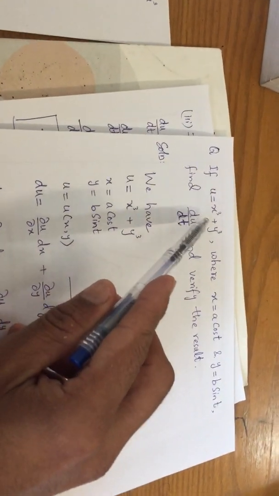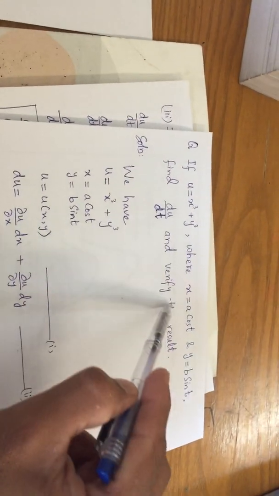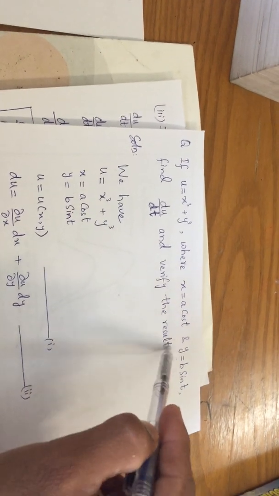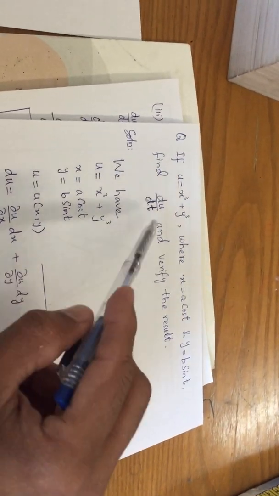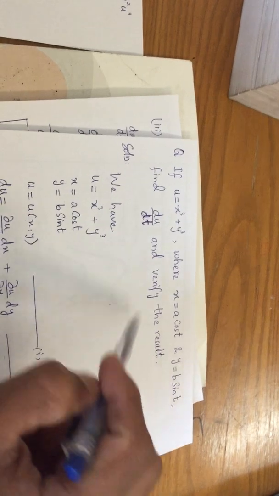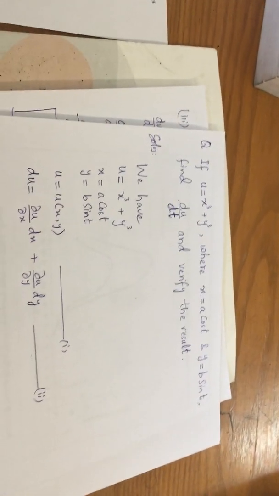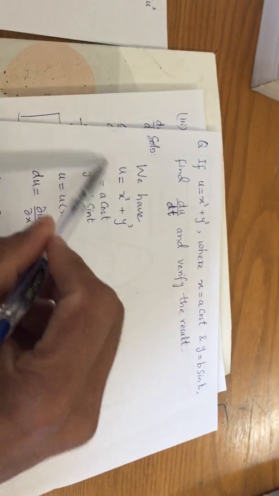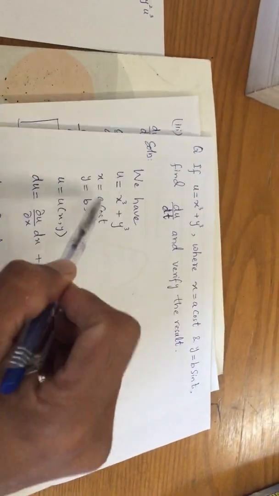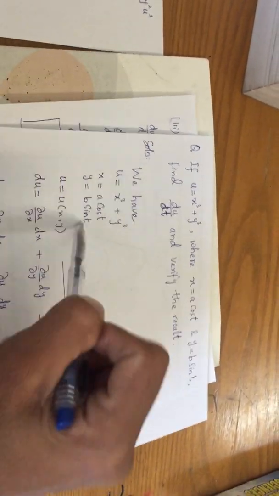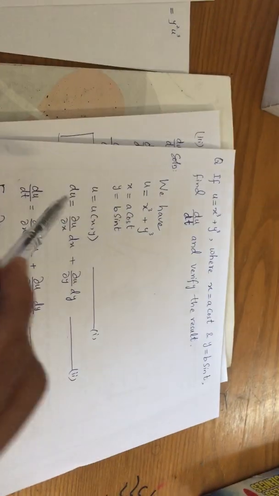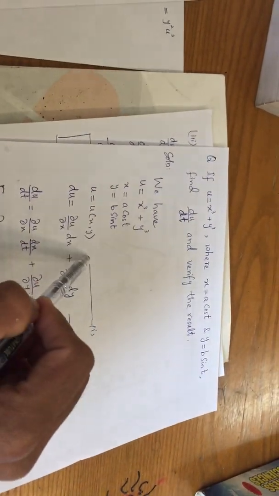If u is equal to x cube plus y cube, where x is equal to a cos t, y is equal to b sin t, find du/dt and verify the result. Actually, this one question is two questions. So we have u is equal to x cube plus y cube, x is equal to a cos t, y is equal to b sin t, right? So u is a function of x and y, right?